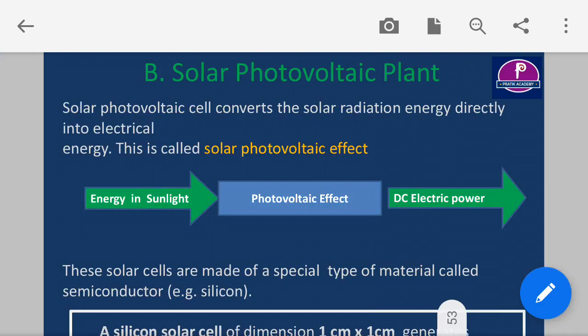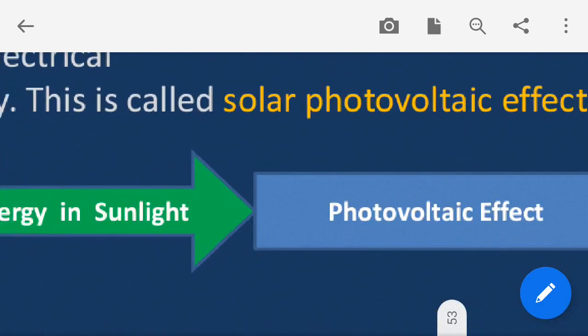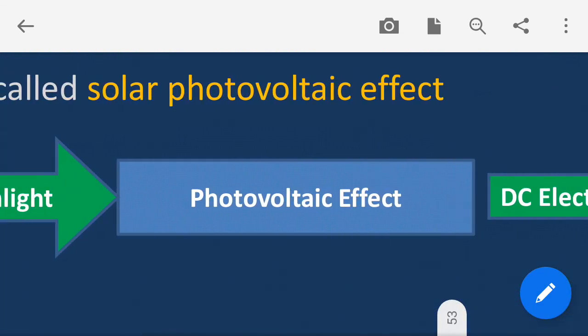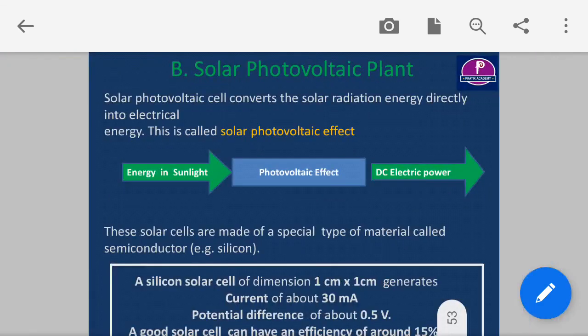So there are no intermediate energy conversion steps. Directly solar energy is converted to electric energy. Here sunlight is converted to DC electric power by using the photovoltaic effect. What is important is that we get electricity here, but this is DC, that is direct current electric power. So this is the effect.